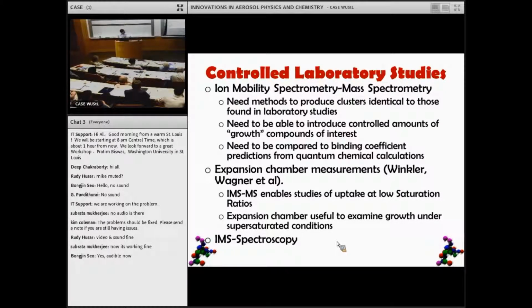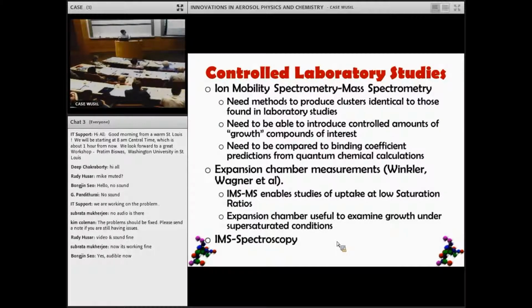I compare right now to bulk theories and very simple theories. We need quantum chemical calculations to give us equilibrium binding coefficients for direct comparisons. This is where I think we're going. We, of course, can only go up to saturation ratios less than 1. I really can't look at supersaturation out of fear of complete and total growth to micrometer sizes. But these types of experiments can be coupled with expansion chamber experiments. These have been done by the Vienna group, Paul Winkler and Paul Wagner et al. We do low saturation ratios, and they can do these really nice, beautiful measurements at high saturation ratios.